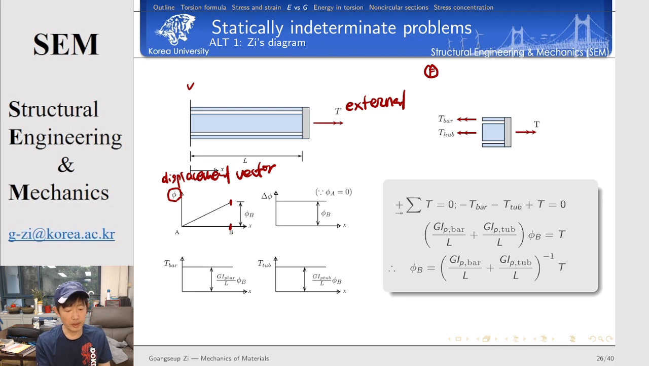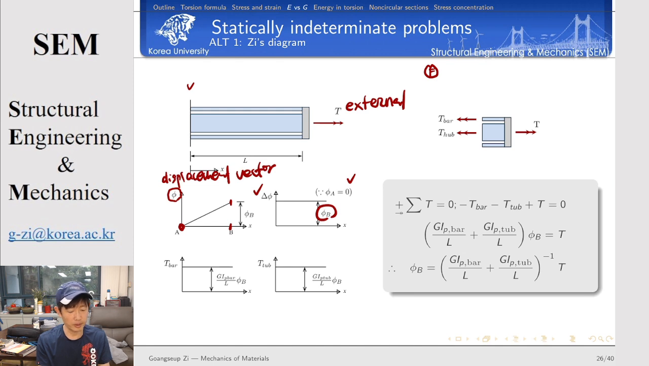And then this is elongation. The elongation is measured between point A and point B. Because at point A the displacement is equal to 0, the elongation is measured as phi B. And then let's consider the formula that we can use. This is a shortcut formula.